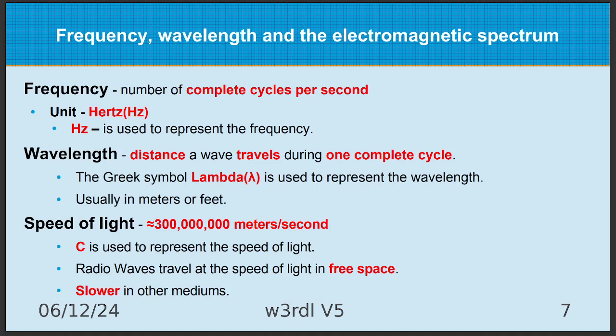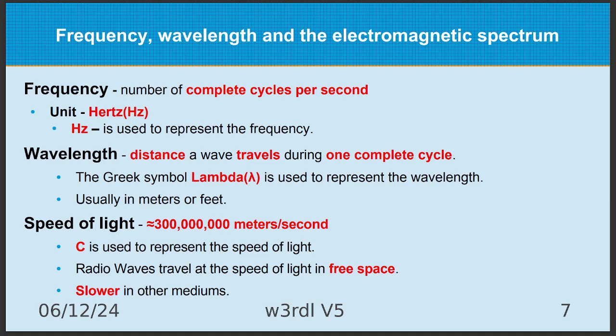Wavelength is represented by the Greek symbol lambda, which looks like an upside down Y, usually in meters or feet. You will almost always see it in meters. If you see it in feet, it's because somebody with an American accent has converted it.